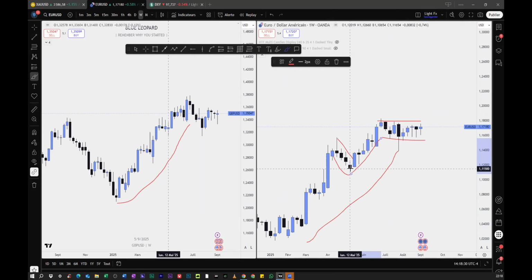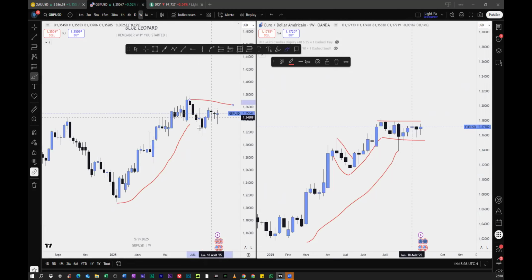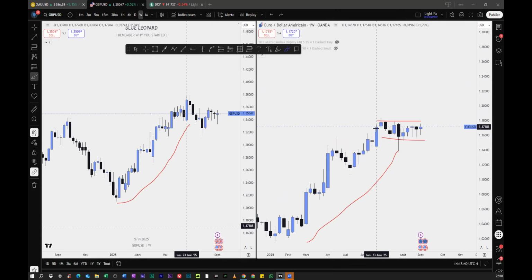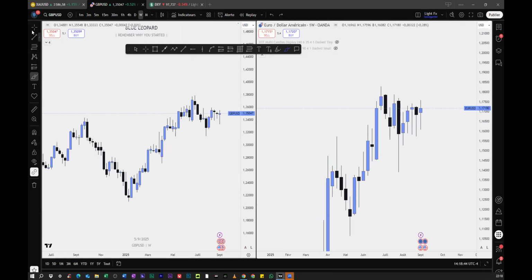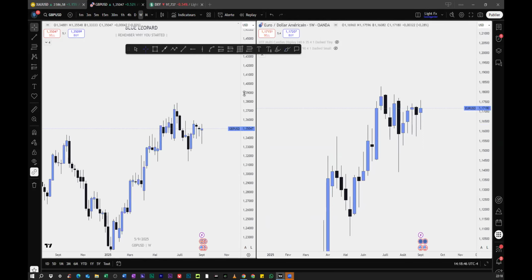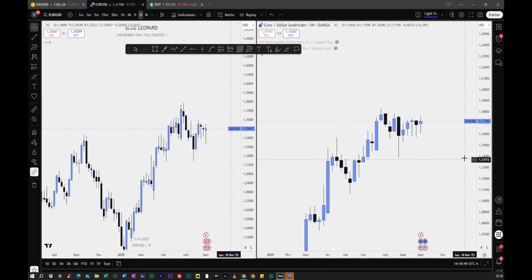1, 2, 3, 4 weeks. Look at here. 1, 2, 3, 4, 5, 6. Almost like 10 weeks, we're staying in the same place. This is a consolidation. Okay? On the weekly time frame, it's a consolidation. So we don't expect much. We are going to trade on the lower time frame to get these opportunities.